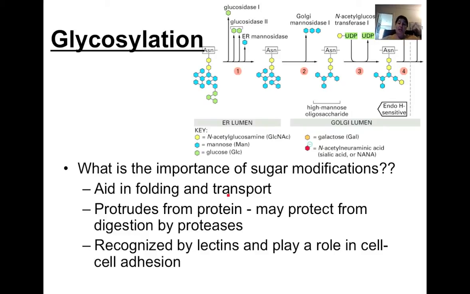So as the protein is being added into the ER via the Sec61 translocon, if there is a sequence of amino acids that is recognized for glycosylation, a block of sugars can be added to an asparagine. There's additional glycosylation events that occur following this.